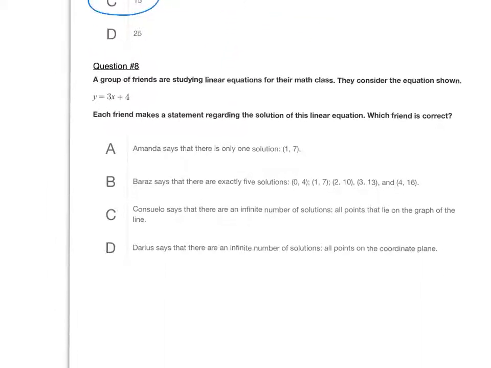All right, so question 8. A group of friends are studying linear equations for their math class, so it's equation of a line. They consider the equation shown, y equals 3x plus 4. Each friend makes a statement regarding the solution of this linear equation. Which friend is correct? Amanda says that there's only one solution, 1, 7. Well, there's actually an infinite number of solutions.